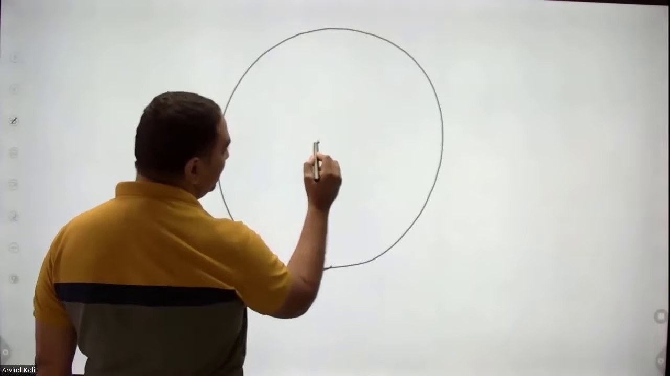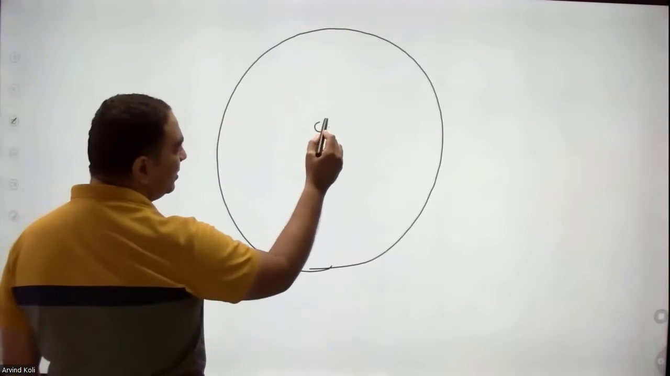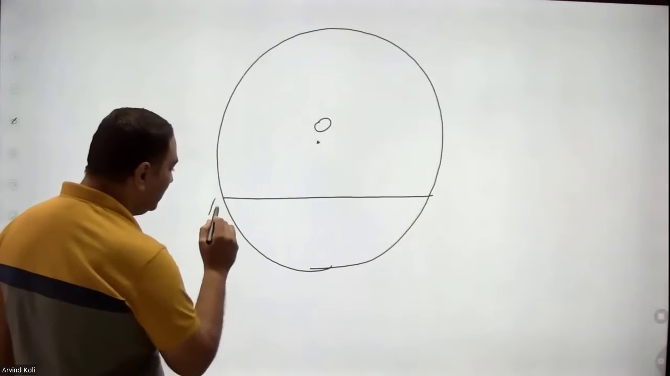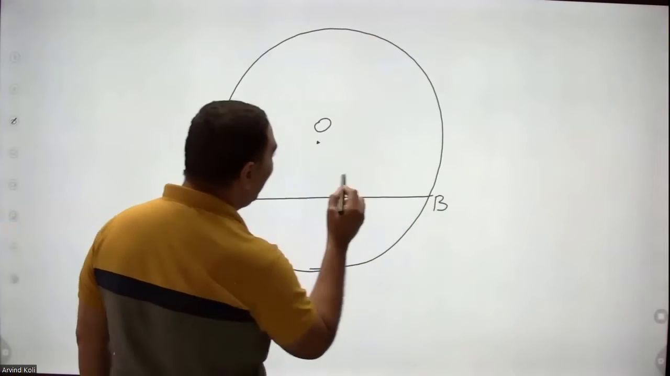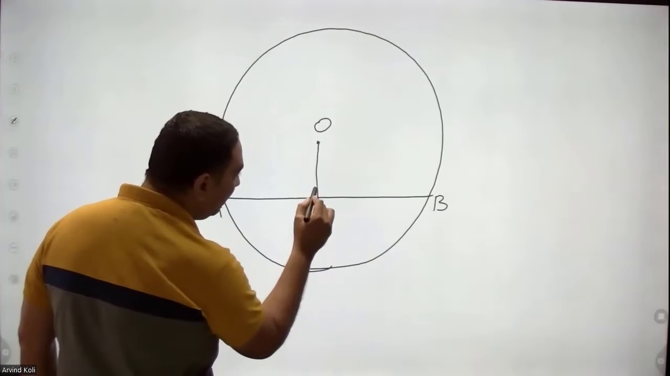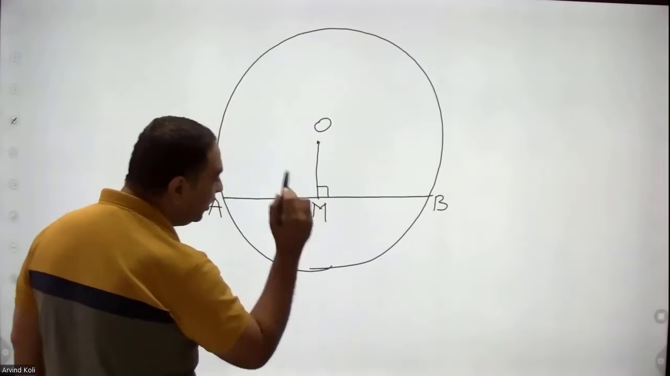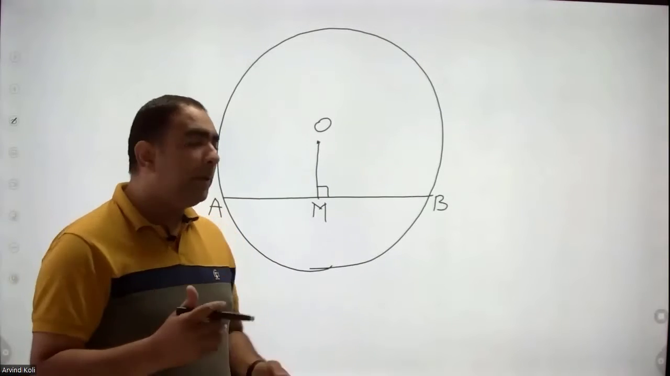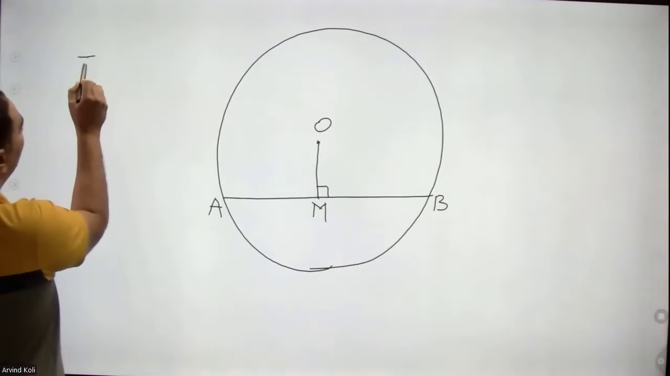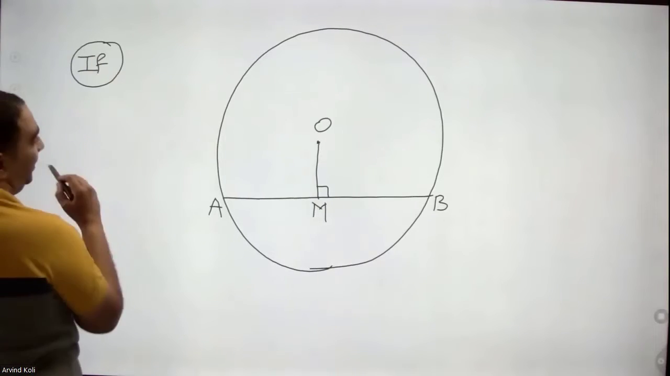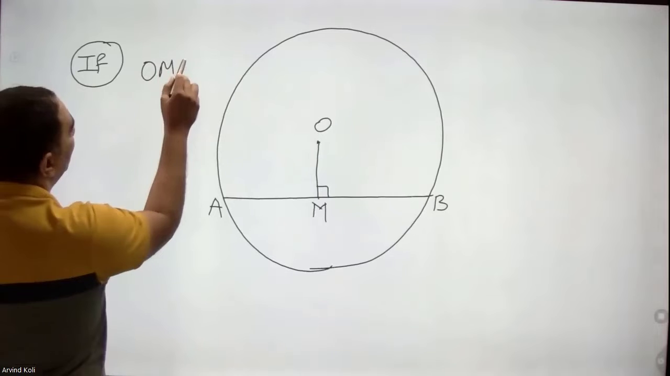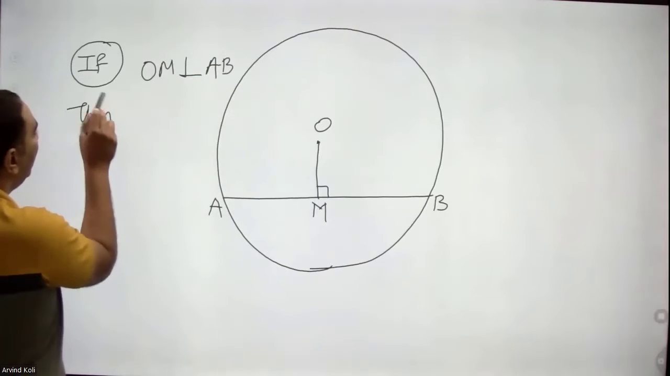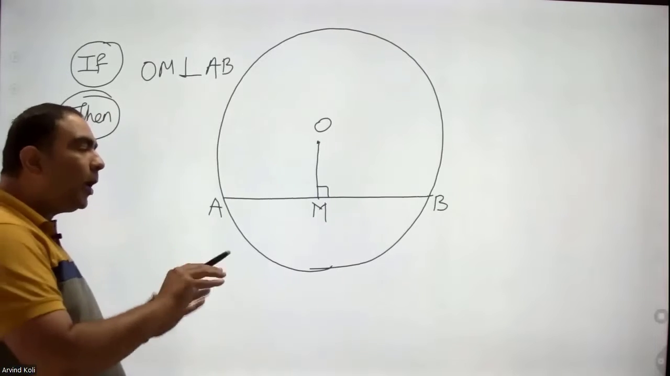Let's say this is the center of the circle. Let's call it as O, and let's say this is our chord AB, and we draw one perpendicular from chord AB. Okay, so OM is the perpendicular from center O to the chord AB. So if OM is perpendicular to the chord AB, then what? Then the chord gets bisected.